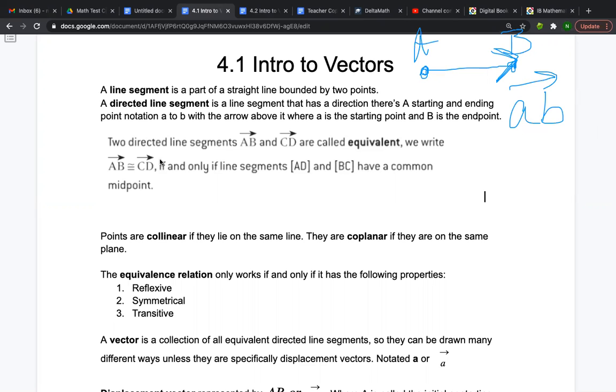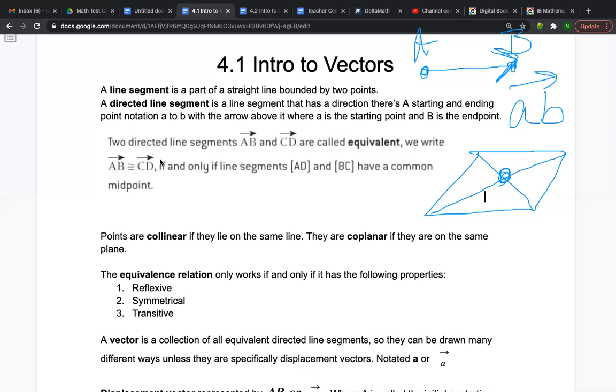vectors as well. So two directed line segments, AB and CD, are called equivalent. We don't use the word equal here, we use equivalent, and we write it with this fancy equal sign with a squiggle above it, if and only if AD and BC have a common midpoint. So basically we can think of this in terms of a parallelogram. So we know that a parallelogram has these two diagonals that share a common midpoint.